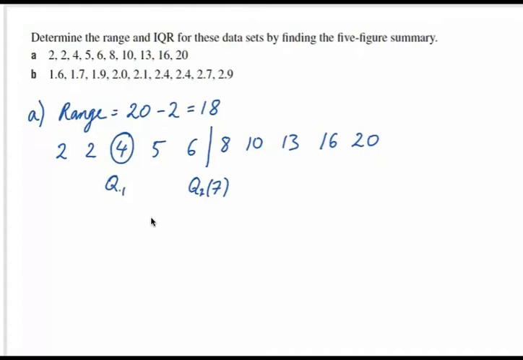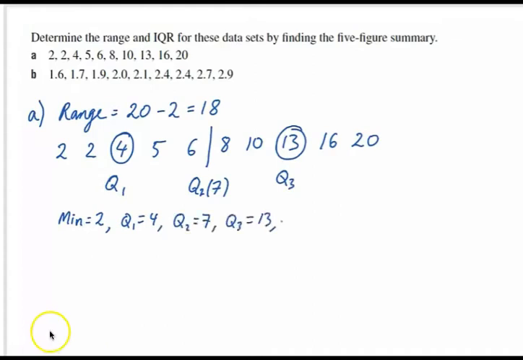So the lower quartile is Q1. The upper quartile is the median of the top half, which in this case is 13. So Q3 is equal to 13. So the median is 7, the upper quartile is 13, and the maximum is 20. The interquartile range is Q3 minus Q1. So in this case, that's 13 minus 4, which equals 9.